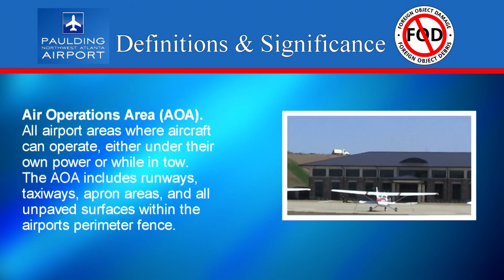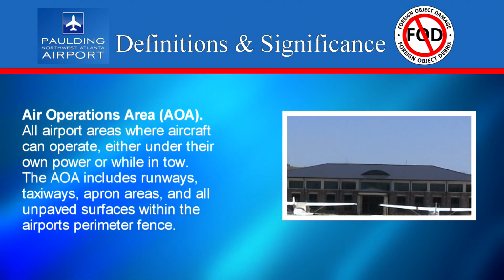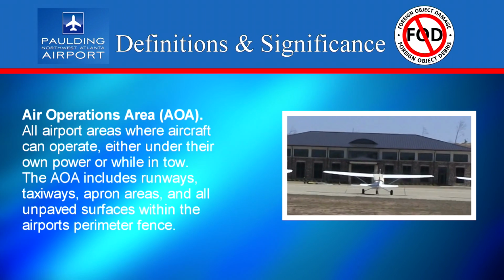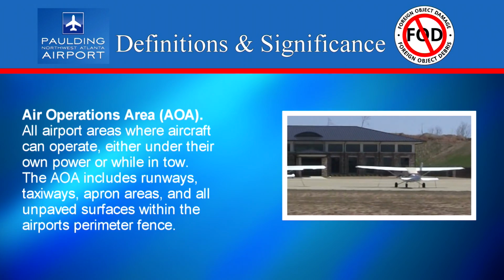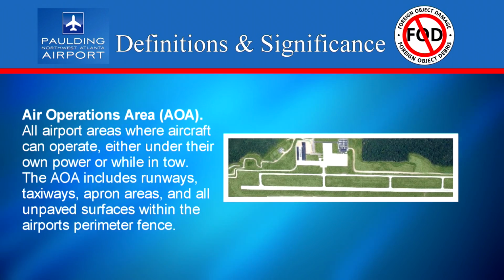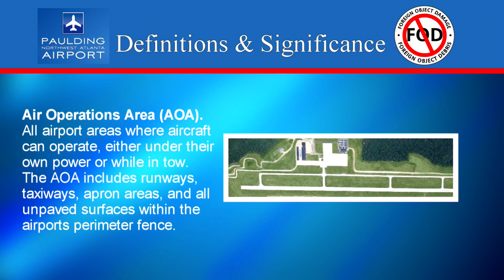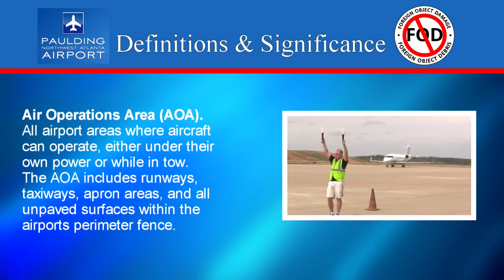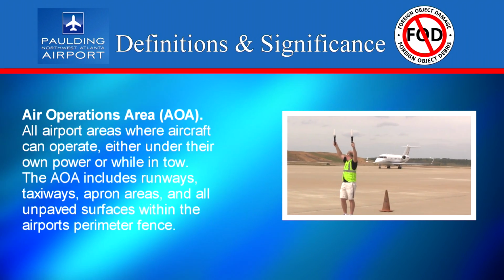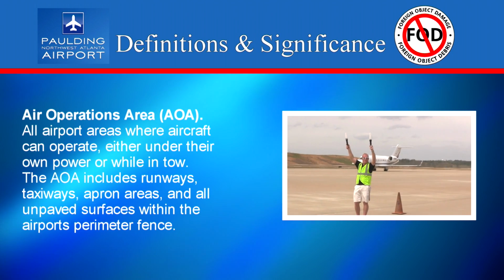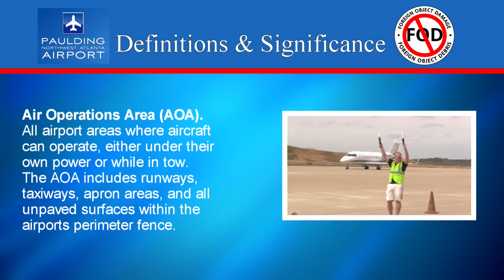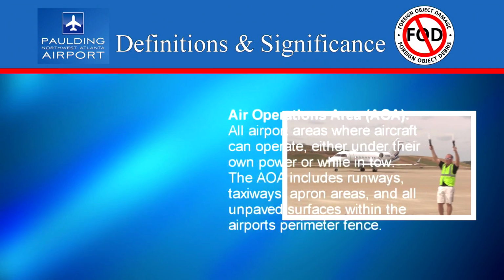Other definitions of significance include Air Operations Area, or AOA, which is defined as all airport areas where aircraft can operate either under their own power or while in tow. The AOA includes runways, taxiways, apron areas, and all unpaved surfaces within the airport's perimeter fence.